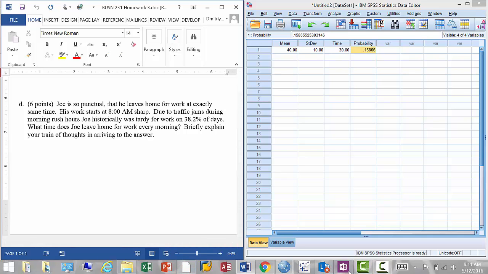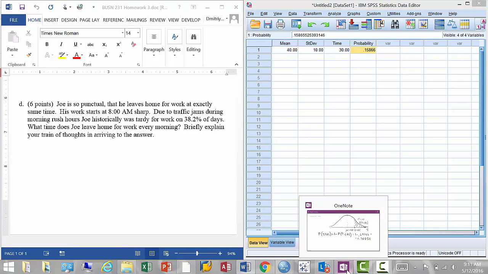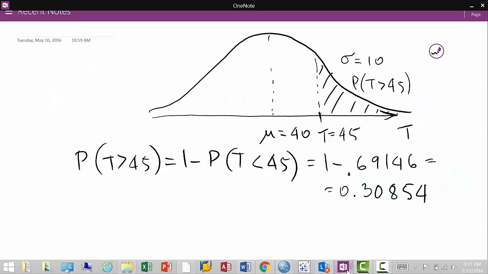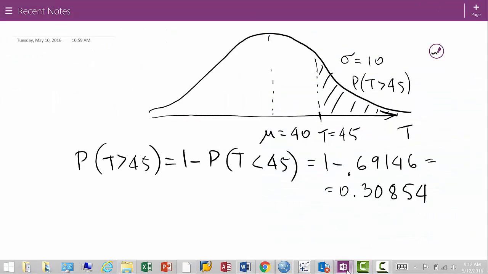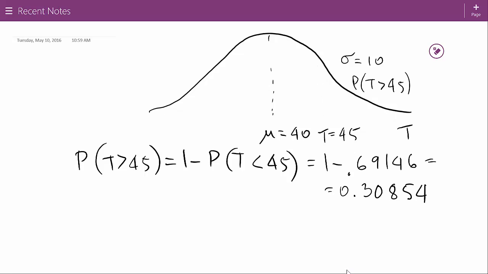Okay, so let's go back to the drawing board, right? I'm going to erase some of that stuff here. Whoops, not all of it. Okay, all right, and time equals 45. So he leaves himself exactly the same time to get to work, right? If every day he leaves at precisely the same time, that means that between that time and 8 o'clock, he gives himself a certain amount every day, right?